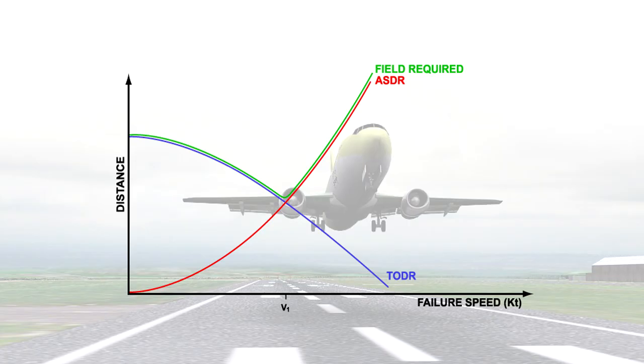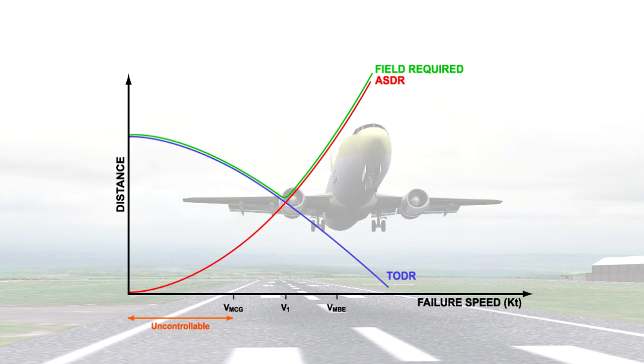Having looked at VMBE and VMCG, we are now better placed to understand why these two speeds play a role in influencing V1. According to the rule, V1 must not be less than VMCG, as shown. V1 cannot be allowed to be less than VMCG because engine failure below VMCG means the aeroplane is uncontrollable, and the definition of V1 is that the takeoff can be continued following engine failure.